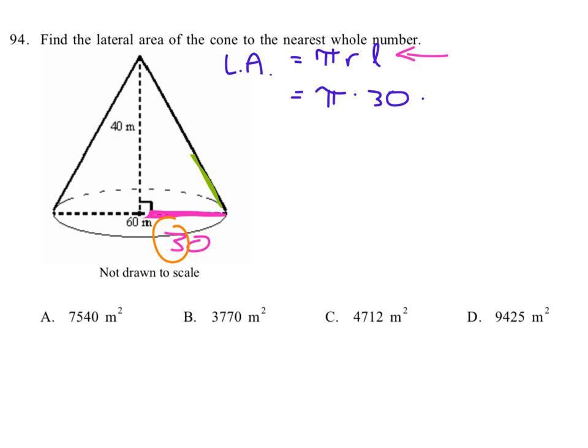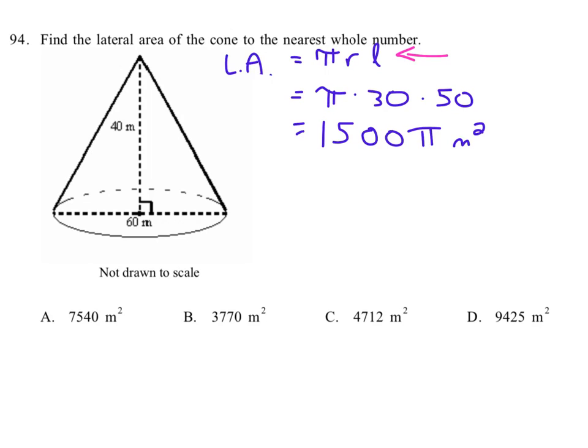Okay, that's at least how we demonstrate it. So we can then say, okay, slant height is 50. And what we end up with is 1,500 pi. This is the lateral area. It's, of course, meters squared because it's surface area.